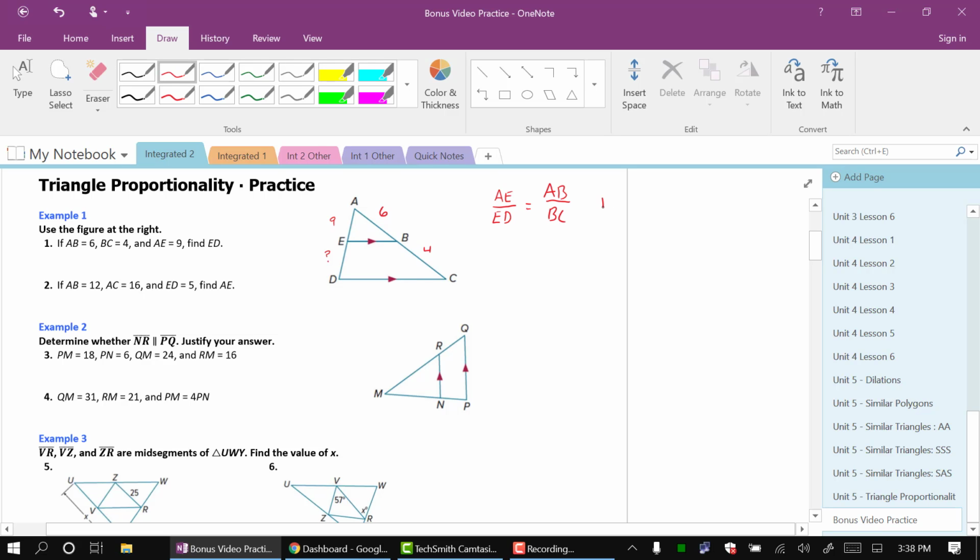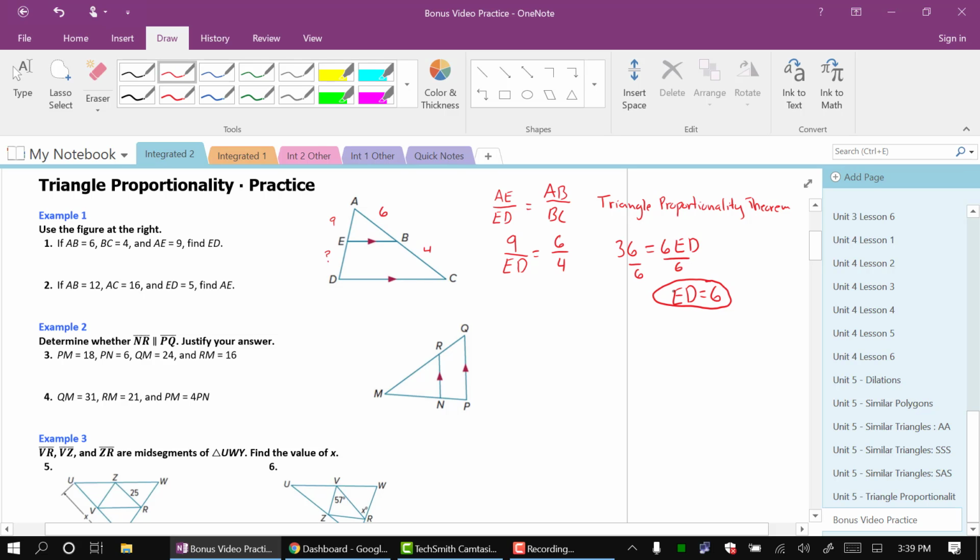And the reason I can set this up is the triangle proportionality theorem. Now let's fill in what we know. So we know that AE is 9. We don't know what ED is. That's what we're trying to solve for. We know that AB is 6, and we know that BC is 4. So I can cross multiply this, which gives me 36 equals 6 times ED. Divide both sides by 6. I get ED equals 6. So this unknown length right there is going to be 6.